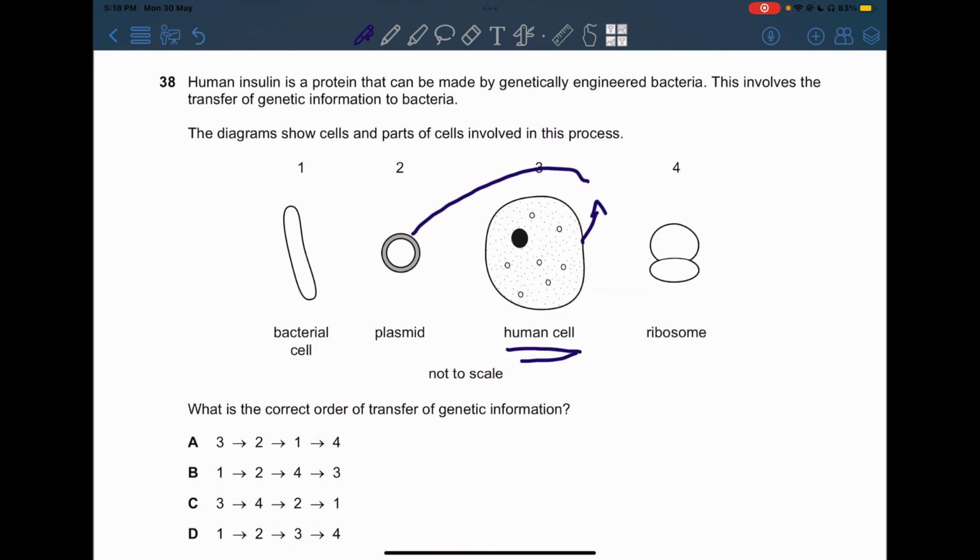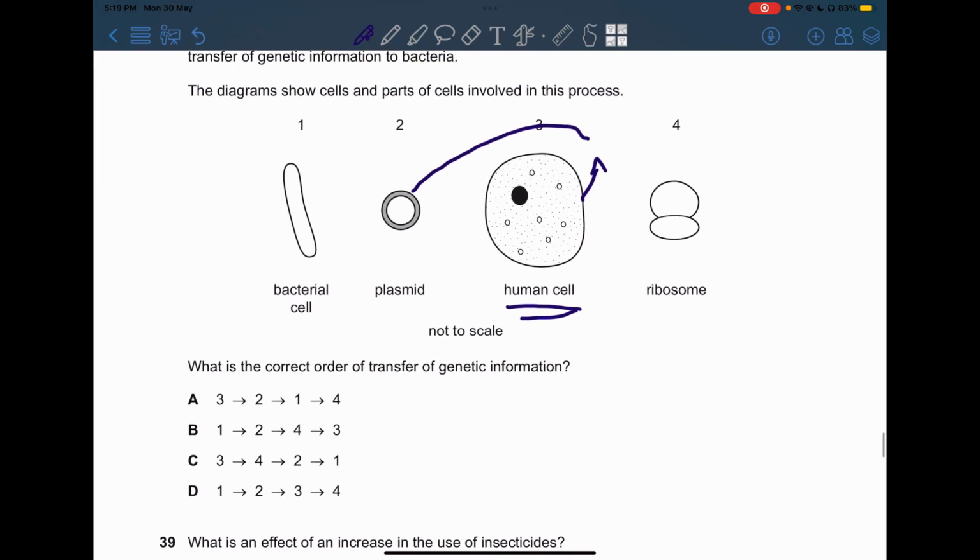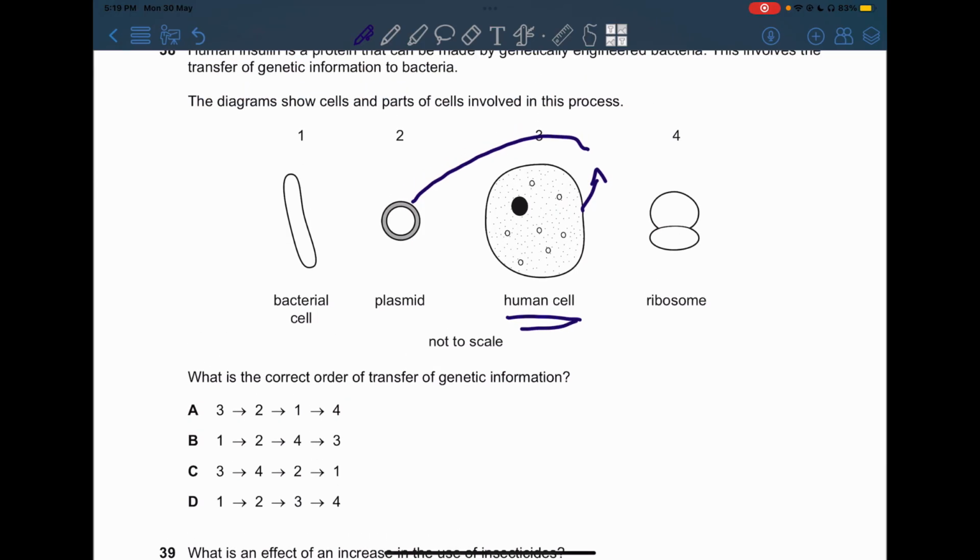Okay, so human insulin is a protein that can be made by genetically engineered bacteria. This involves the transfer of genetic information to bacteria. The diagram shows cells and parts of the cells involved in this process. What is the correct order of transfer of genetic information? Now, first of all, we're going to be starting with 3 and not 1 because this is where a human cell, we're going to be extracting the DNA from it. So we're going to be choosing between A and C.